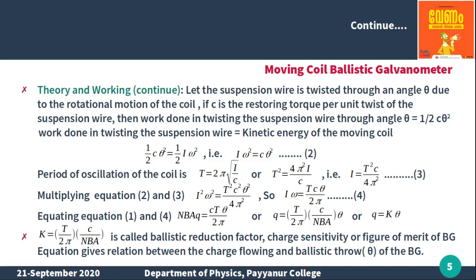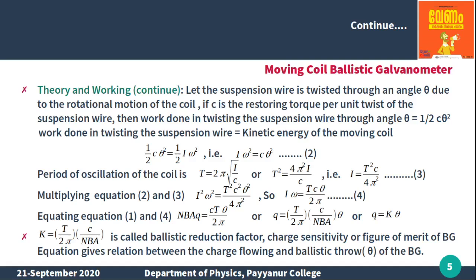So if C is the restoring torque per unit twist of that suspension wire, the work done in twisting the suspension wire through an angle theta will be proportional to theta square. How are we getting that? We are saying that this suspension wire is twisted through an angle theta due to the rotational motion of the coil.